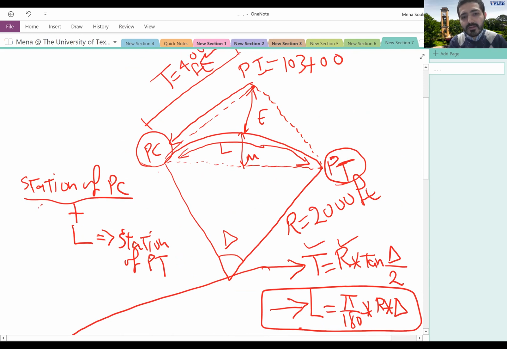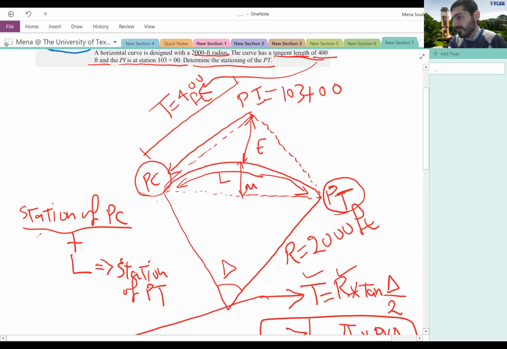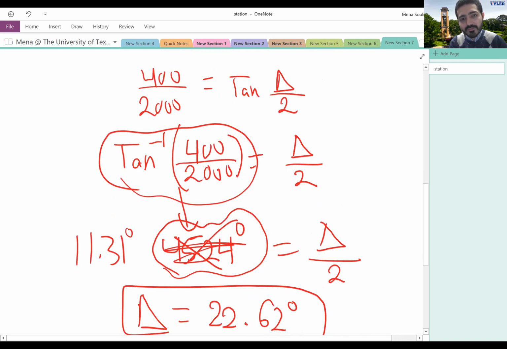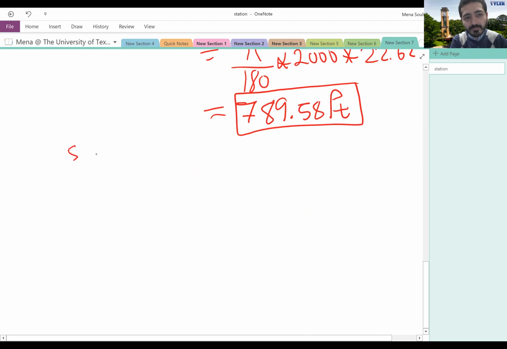So if you know the station of the PI, from the PI we're gonna subtract the T to go to the PC. And from the PC, since the horizontal curve stationing is measured along the alignment of the road, we add the L to get the PT. So now the station of the PC is going to be equal to 103 plus 00 minus the T.